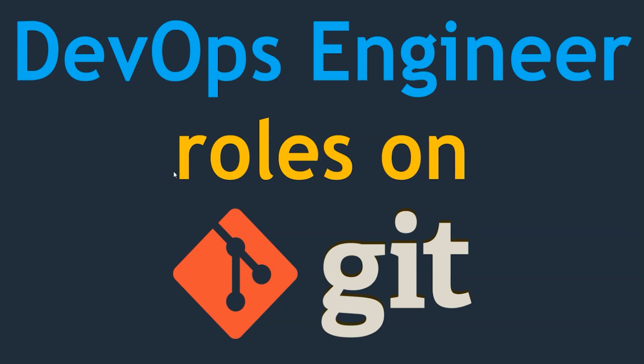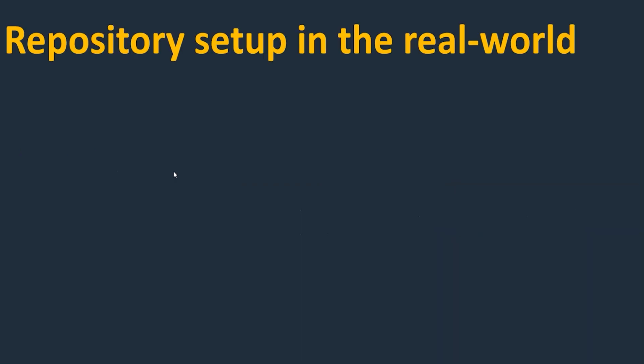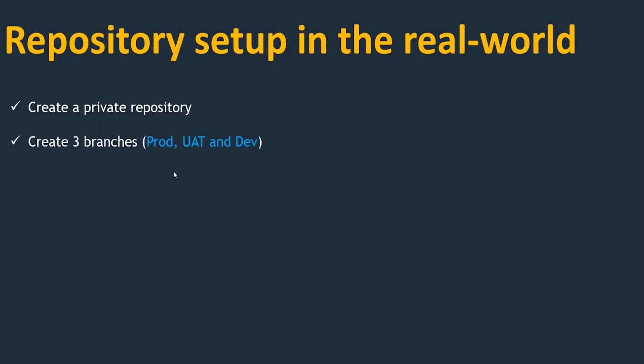Let's assume that I'm a DevOps engineer and my manager called me and asked me to create a repository. While I'm creating a repository for our clients, we are going to follow these steps. In the real world, we are going to set up private repositories in most cases. Even for this project, I'm going to create a private repository. Next, I'm creating three branches: prod, UAT, and dev. Here I'm not using the master branch. As you know, by default we get a master branch, but I'm deleting that branch and I will use prod, UAT, and dev branches.